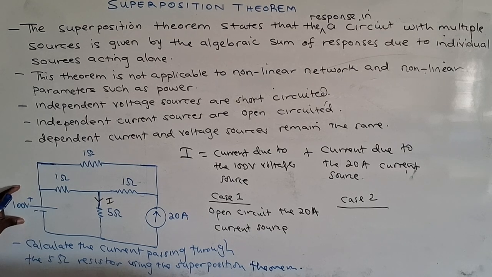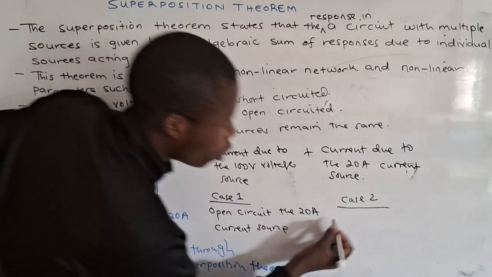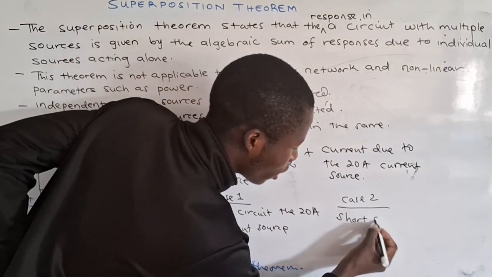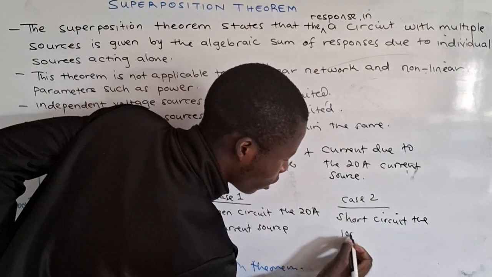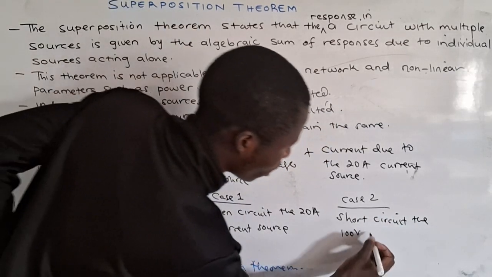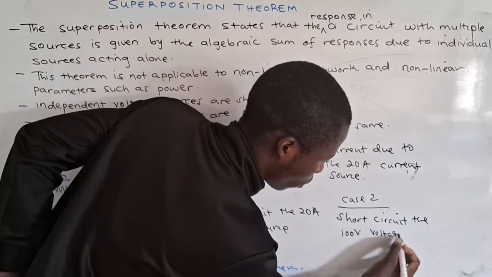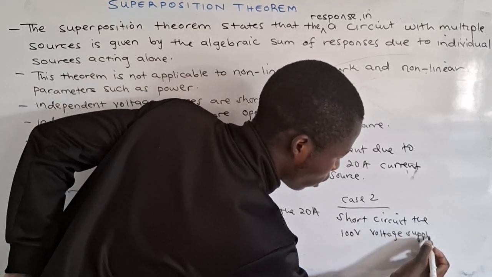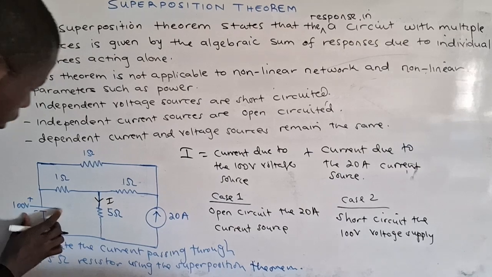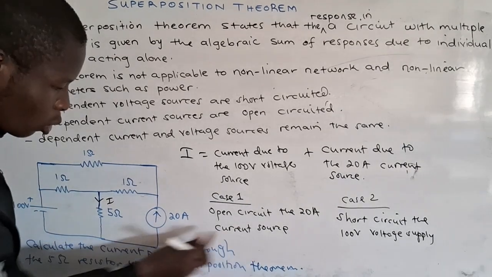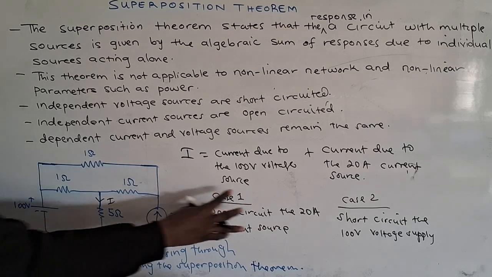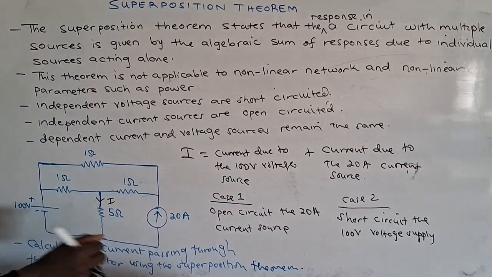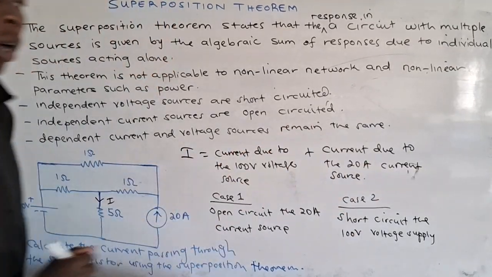So how do you make this equal to 0? You short circuit the 100 volt voltage supply. This is to make this voltage equal to 0, and this is to make this current equal to 0. So in case number 1, you are going to calculate this. In case number 2, you are going to calculate this.